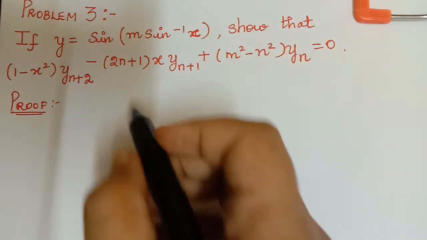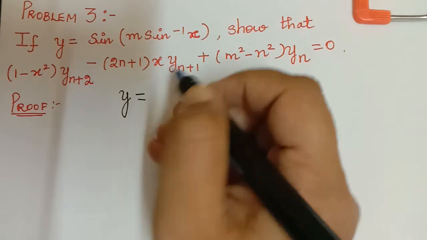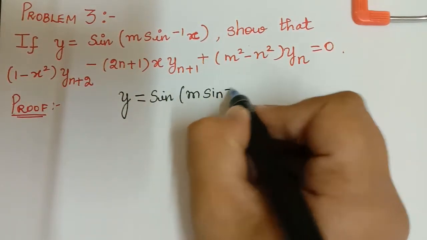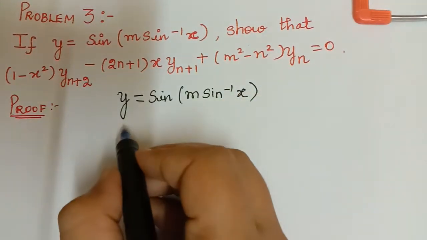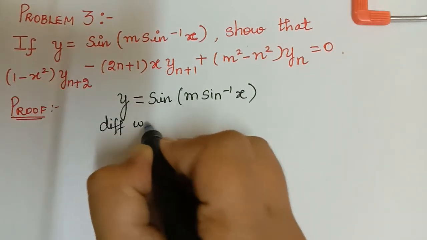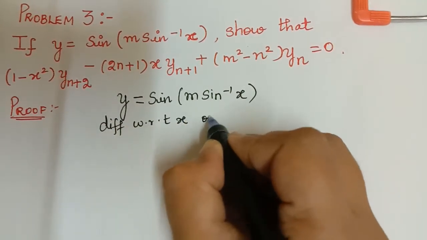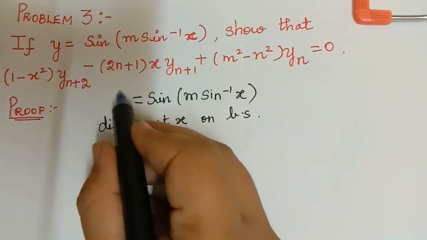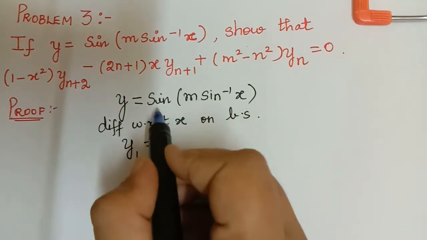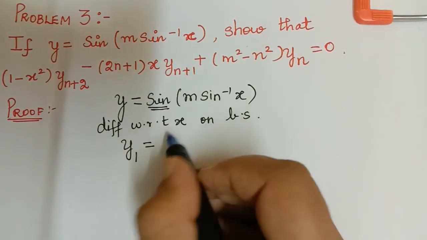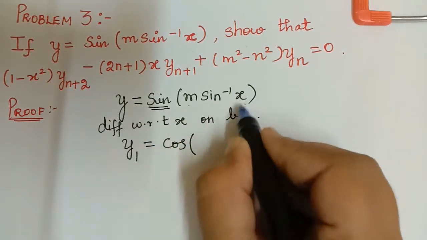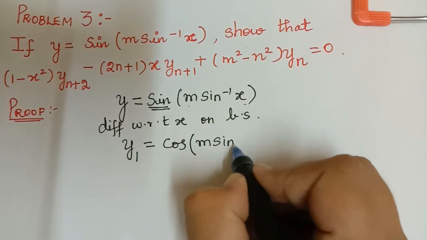Now in order to prove this, first we will consider the y which is given, that is equal to sine of m sine inverse of x. Now first we have to find the first derivative of this. So when we differentiate this with respect to x on both the sides, what do we get? We get y1, that is equal to the differentiation for sine of any term, which is cos of that term. So differentiation for sine is cos of the term which is given, m sine inverse of x.